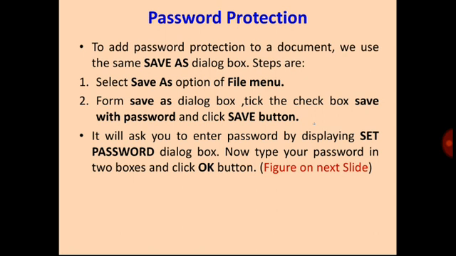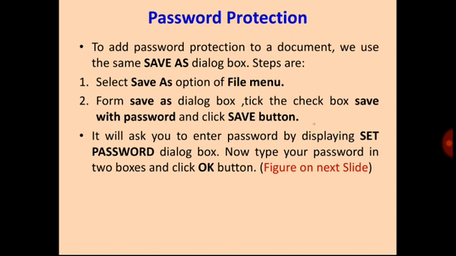Next is password protection. As you know, we can protect our file using a password, and if you want to do so, we have to add password protection to a document. We use the same Save As dialog box. The steps are: go to the Save As option of the File menu, and in the Save As dialog box there is a checkbox named Save with password. We have to tick this box, and finally we click on the Save button. That will ask you to enter a password by displaying a Set Password dialog box. Now we can type a password in 2 boxes and click OK. We have to type the password twice for confirmation.